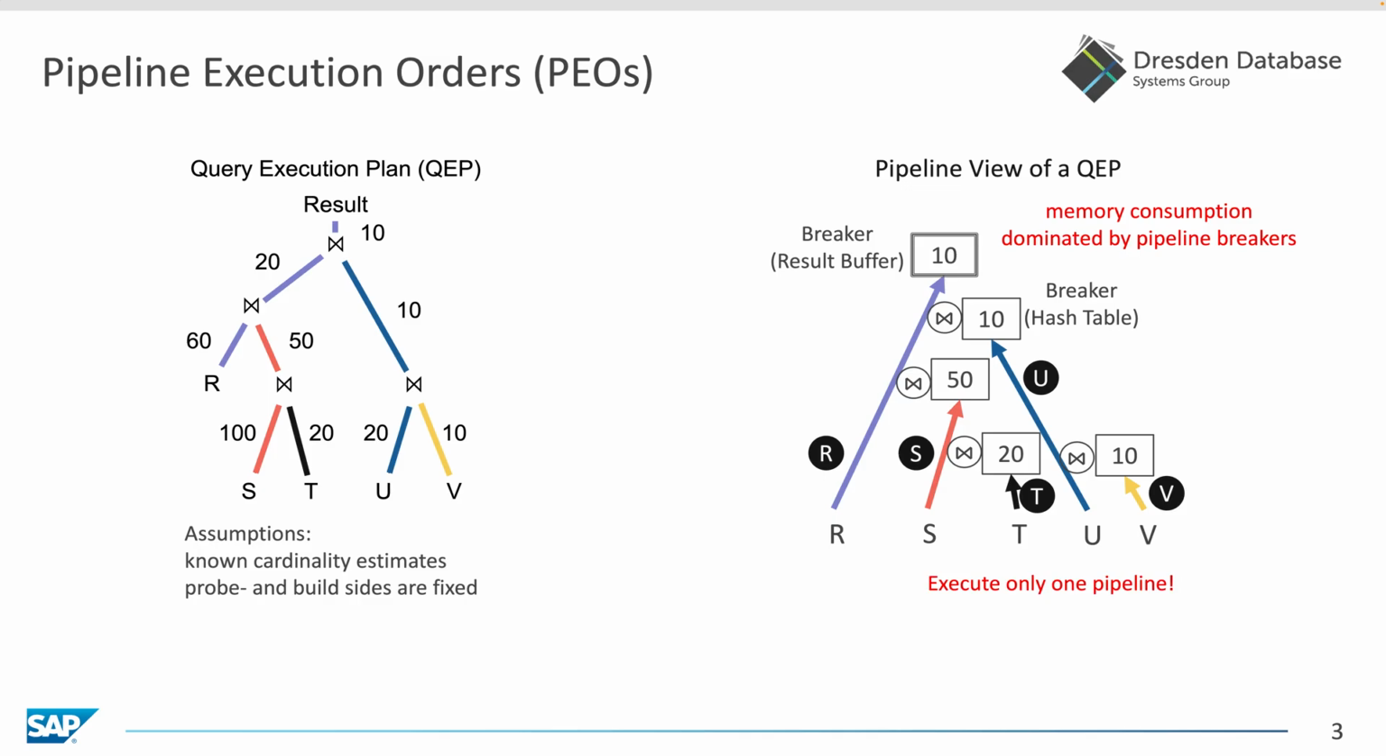We also assume that we execute at most only one pipeline at a time. Resulting from this, we have several dependencies between the individual pipelines. For example, S can only be executed if T has already been executed, and U can only be executed if V has been executed, and R can only be executed if S and U have been executed. Up to those constraints, there's a certain freedom of choice of which pipelines to execute one after another.